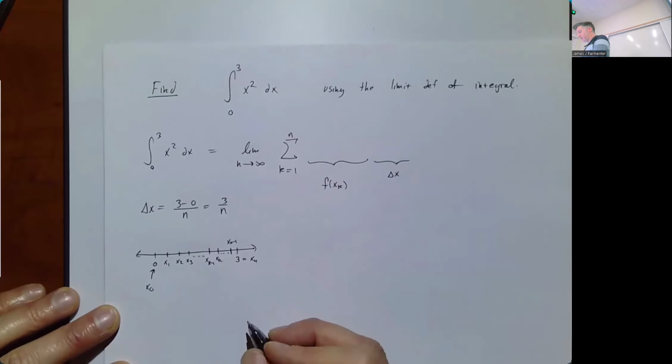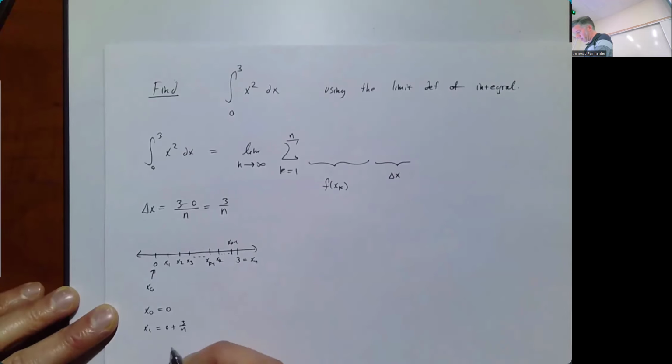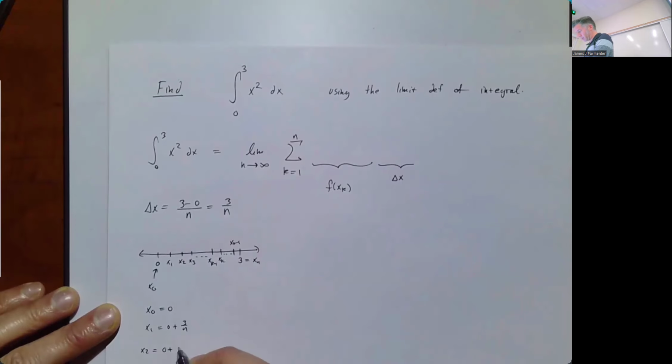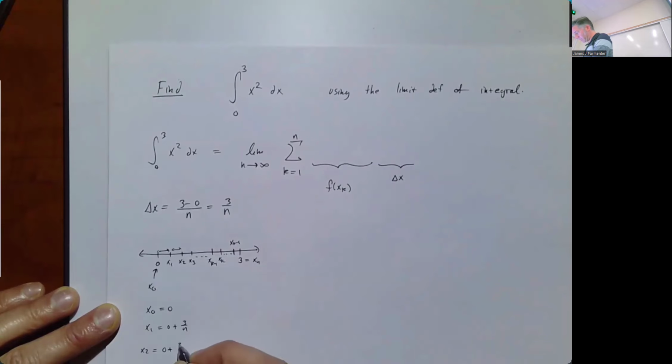And so then I can say, okay, well, x sub 0 is 0, x sub 1 is 0 plus 3 over n, x sub 2 is 0 plus 3 over n twice. Okay, I see the pattern.